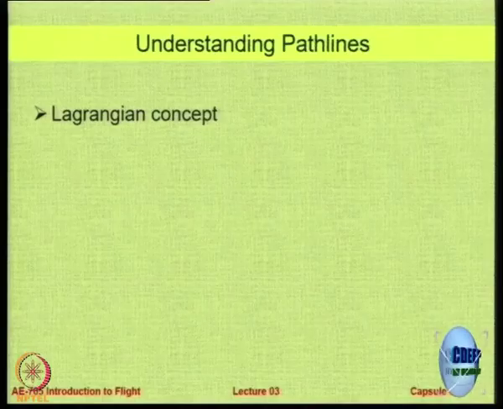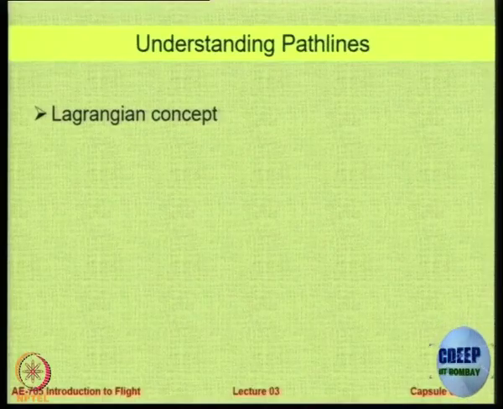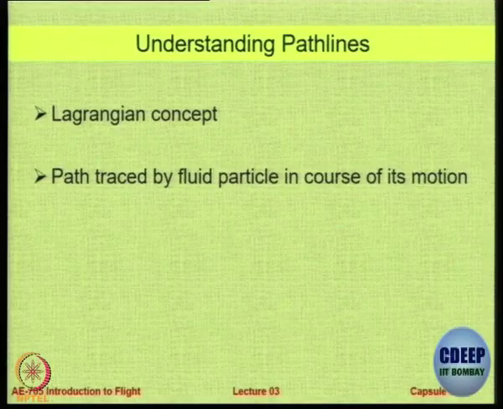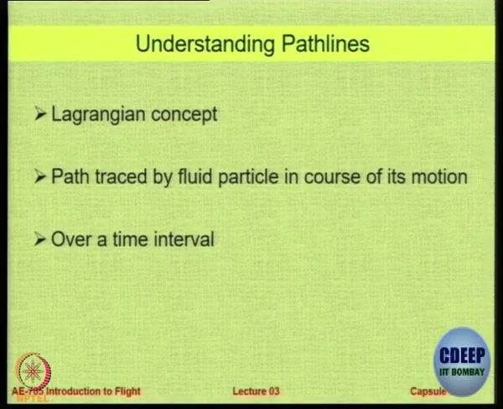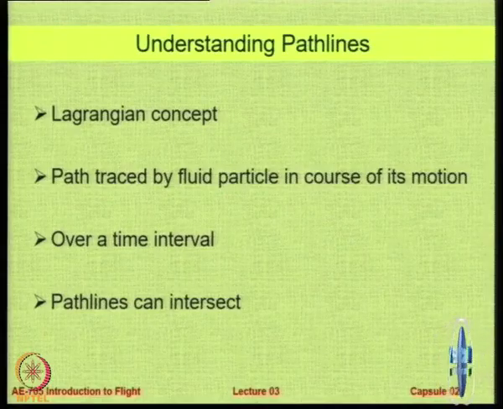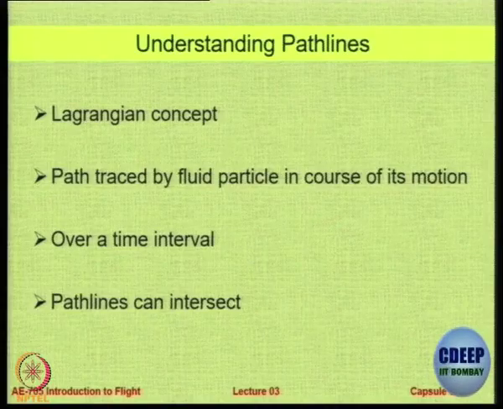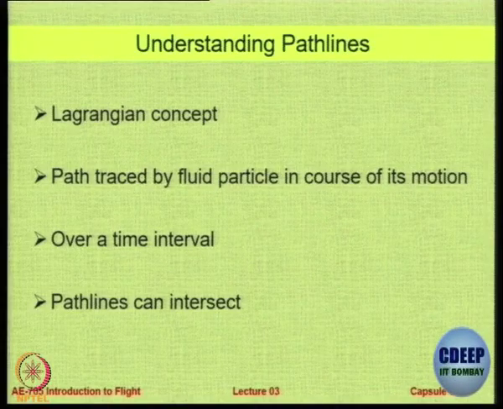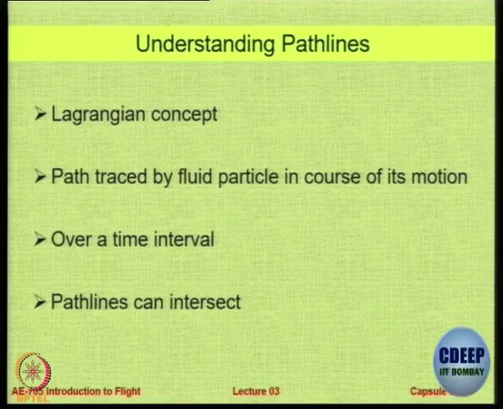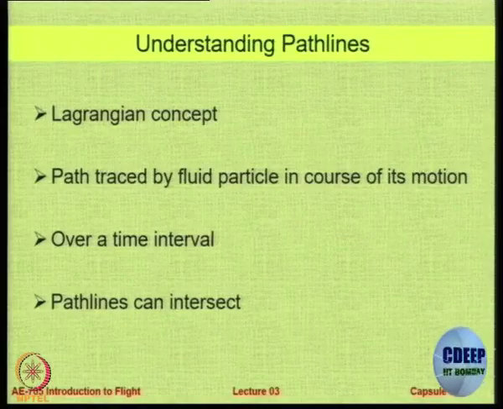A path line is a Lagrangian concept because there we look at the path followed by a particle over a period of time. So during its motion, what is the path? And that will happen over a time interval t equal to t1 to t equal to t2. These can intersect. There is no binding on them to be parallel or never intersecting, because two particles can have the same point at different times. Okay. What about the same time? Can two particles be there? They will collide, so they cannot be at the same time.